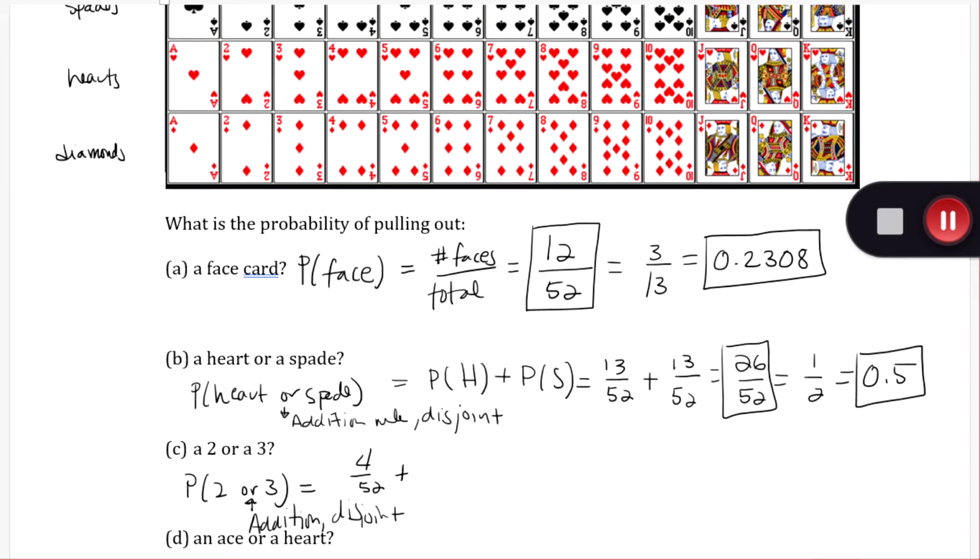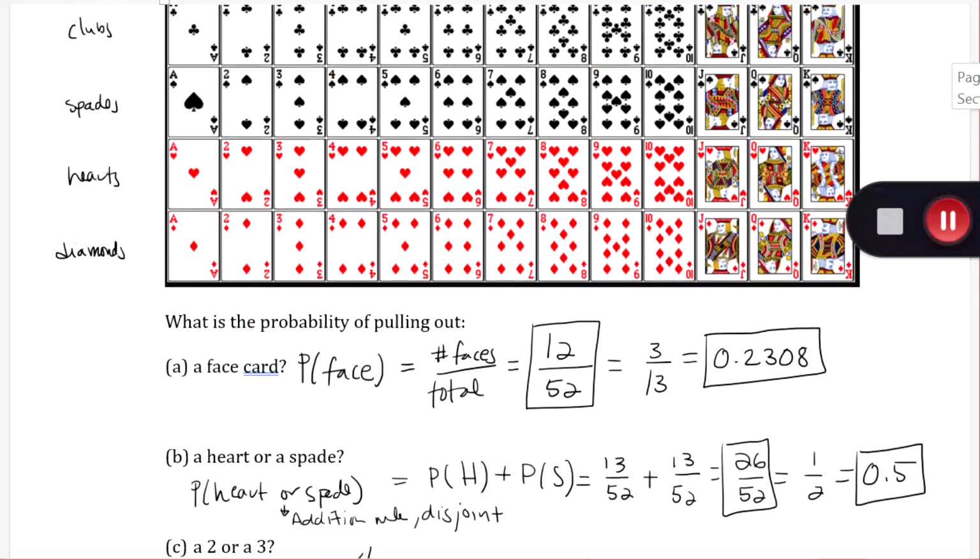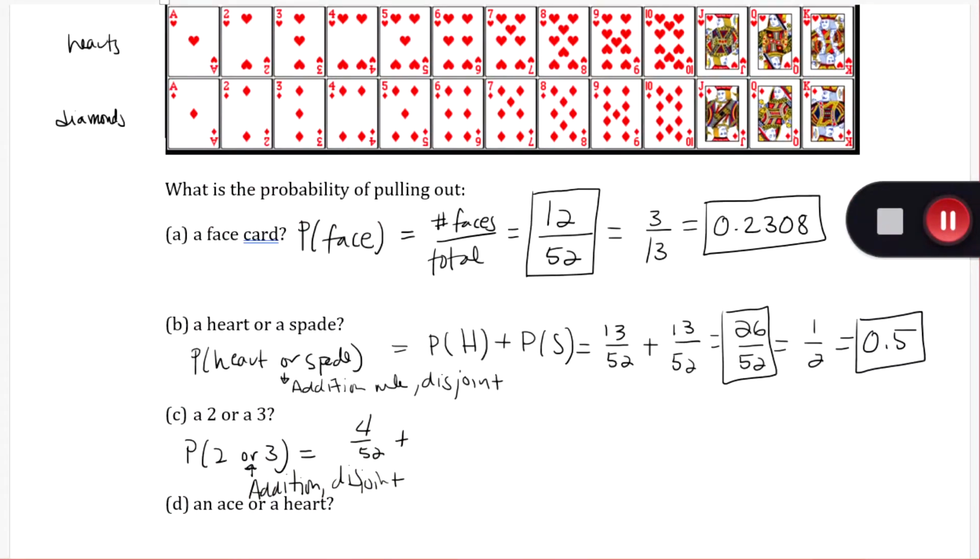Probability of being a 3 is going to be the number of times we have a 3. Again, is 4 out of our total, which is 52. So 8 out of 52, which can reduce to 2/13, or we approximate with 0.1538.